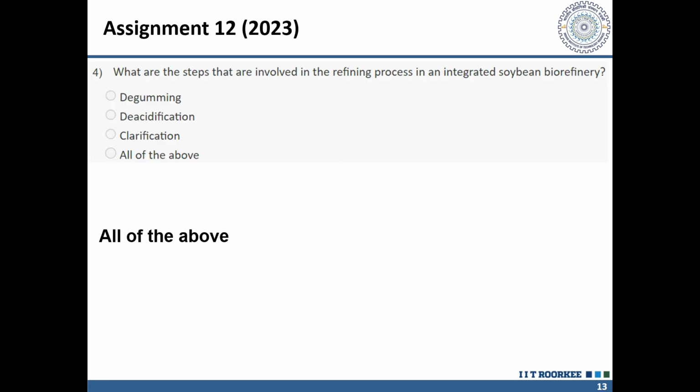So now moving on to the next question. What are the steps that are involved in the refining process in an integrated soybean refinery? So integrated soybean biorefinery is a process to produce soybean oil, and it utilizes all these three processes: degumming, deacidification, and clarification. But what are these processes and how is soybean oil made?